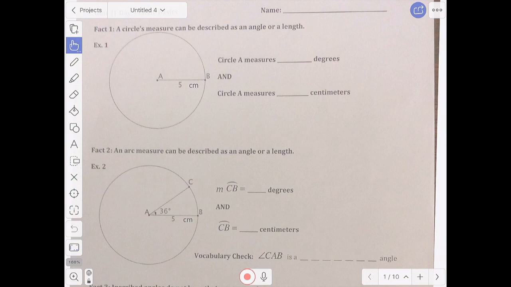In this video, I'll be walking you through lessons concerning the measurement of arcs in terms of degrees and lengths, and how these measurements are connected to both the central angle, the angle at the center of the circle, and the inscribed angles, the angles whose vertex is actually on the circle.